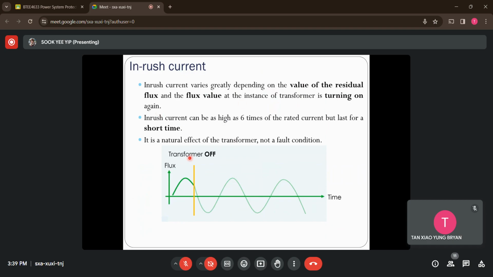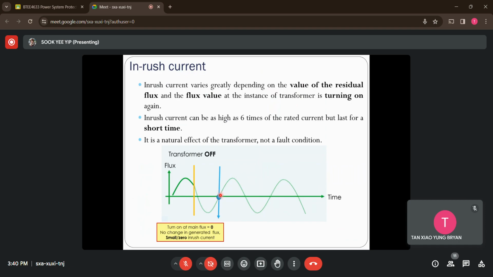So let's look at these figures to see how the inrush current magnitude changes based on the different times you turn on the transformer. So what happens? I measure the flux with respect to time. Initially, the transformer is on, and this is the flux generated. And then I choose to turn off at this moment in time. So what if I turn this transformer back on at this time? The residual flux right now is 0. This means that there's no leftover flux in the core.